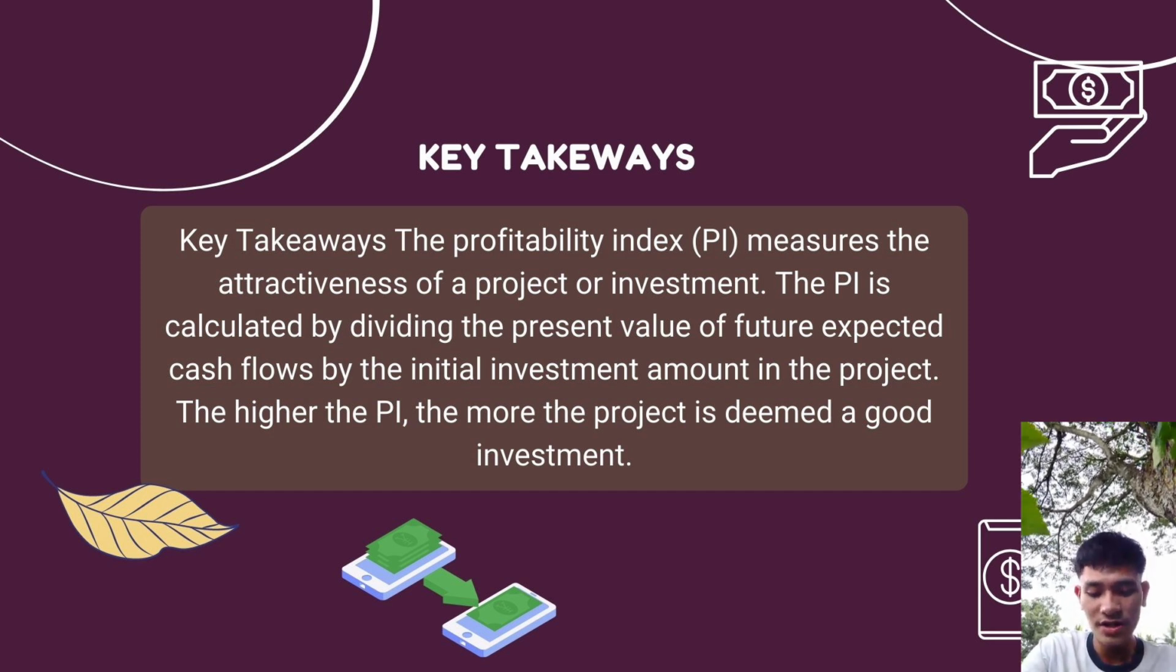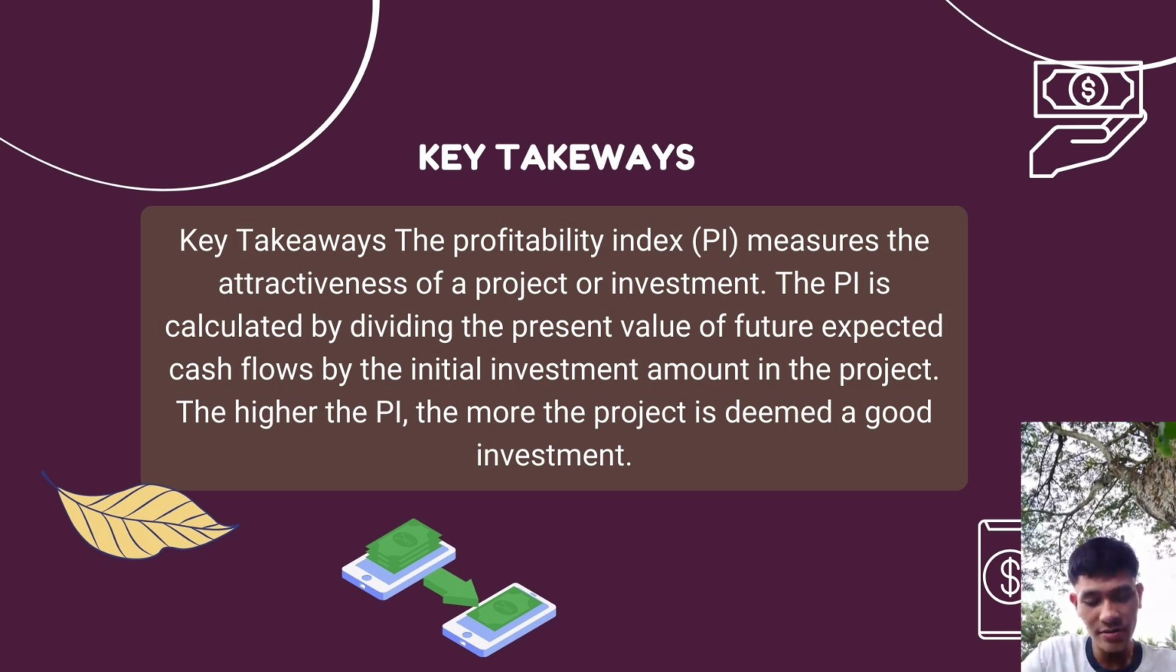Key takeaways: the profitability index measures the attractiveness of a project or investment. The PI is calculated by dividing the present value of future expected cash flows by the initial investment amount in the project. So, the higher the PI, the more the project is deemed a good investment.